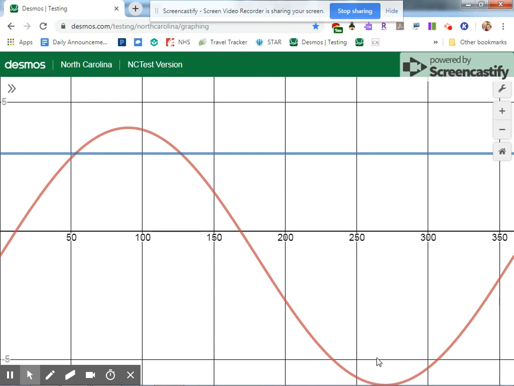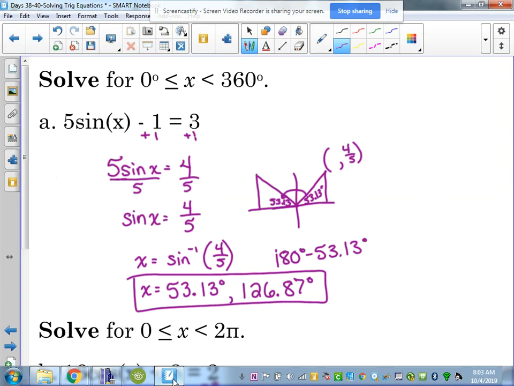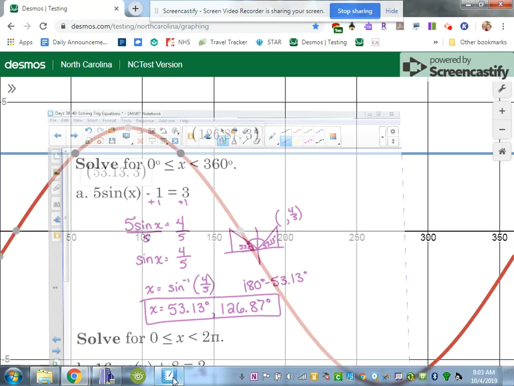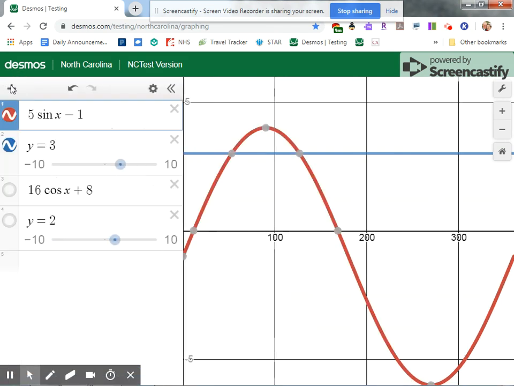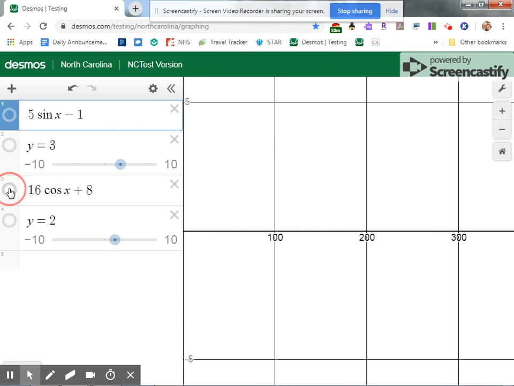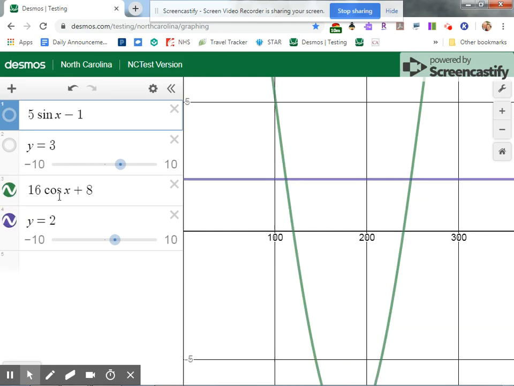Now, that looks more like the graph of sine is supposed to look, right? So we're looking for the intersections. Click on the graph, click on the 2 points, and there they are. Is that not the exact same answers that we got? 53.13 and 126.87. Okay. If we want to do the second question that we did, we had 16 cosine of x plus 8, y equals 2.